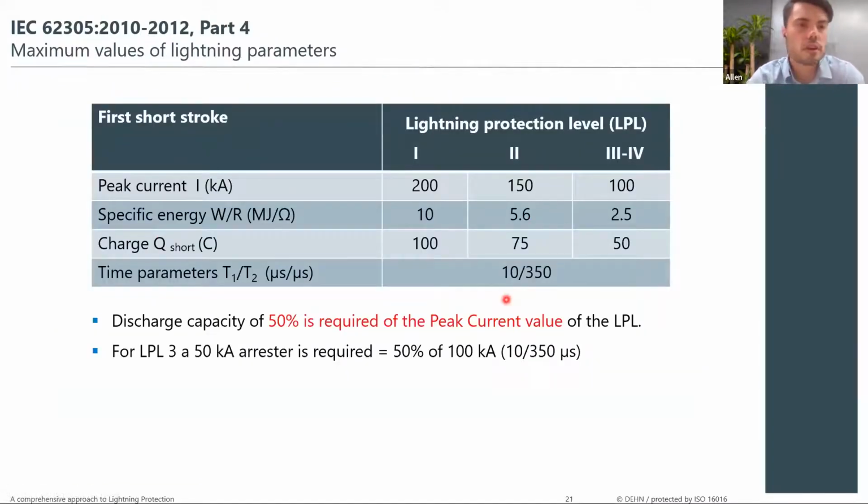The standard IEC 62305 Part 4 defines lightning protection levels. These levels range from level 1, which is your highest lightning protection level, to level 4, which is your lowest lightning protection level. These levels are determined by a risk assessment based on the building you're protecting. So the standard defines lightning level 1 as a peak magnitude of 200 kA current that you can expect on your electrical system, where level 4 is 100 kA of lightning current you can expect.